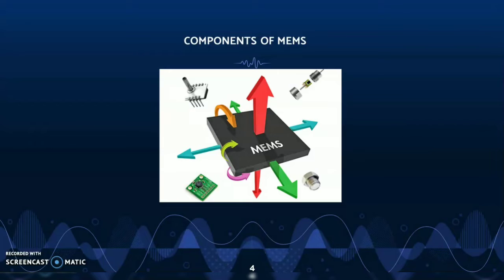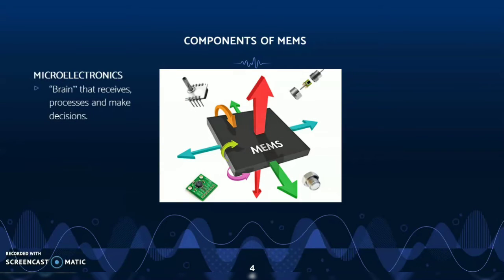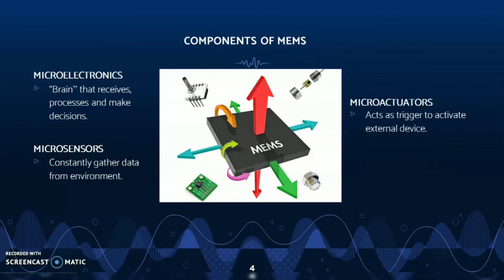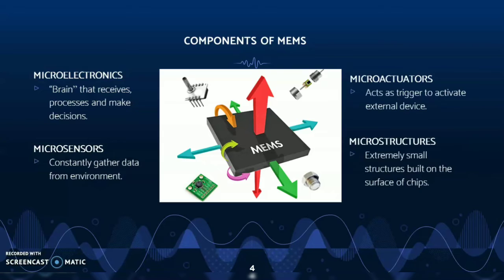Here we have the components of MEMS. First, the microelectronics. This one serves as the brain. Microelectronics receives, processes, and makes decisions. Second, the microsensors. Microsensors constantly gather data from the environment. Third is the microactuators. Microactuators act as a trigger to activate external devices. Lastly, the microstructures. These are extremely small structures built on the surface of the chips.